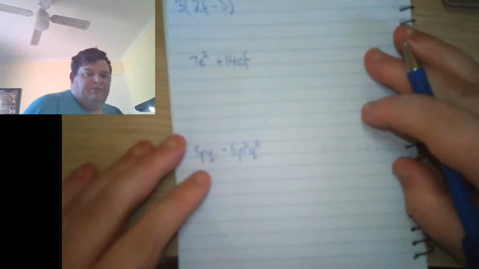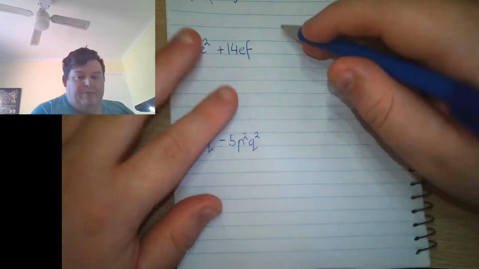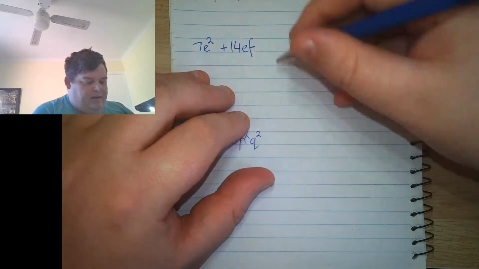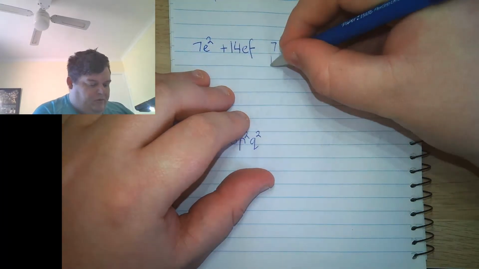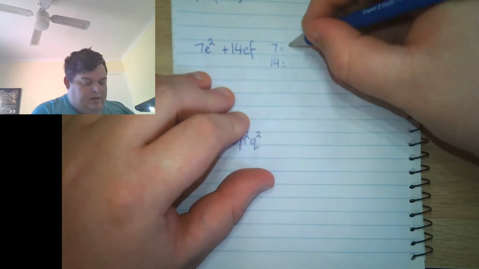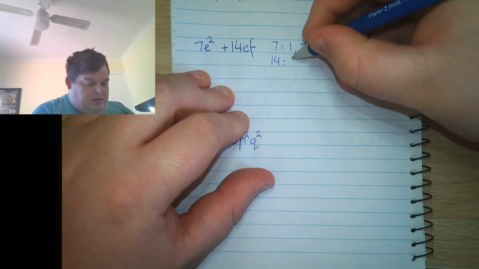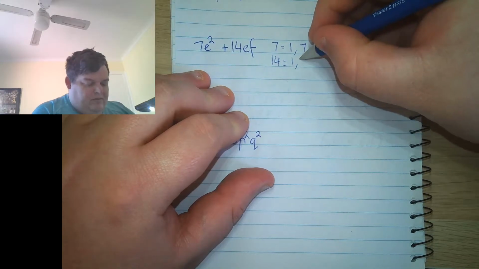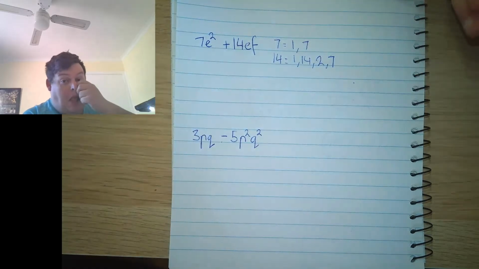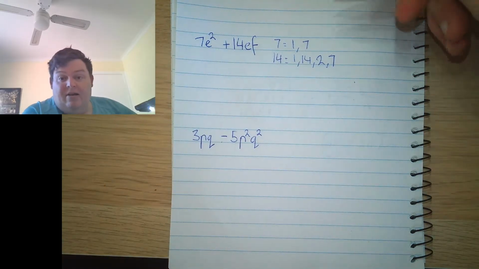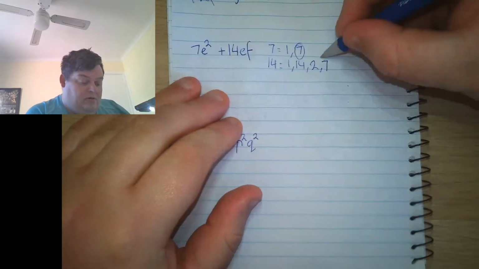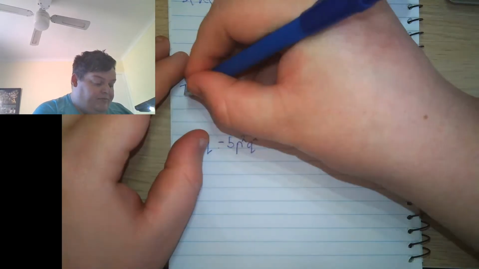So that's the simplest way to do that, but this is where it's going to get a bit more interesting. So let's do it the exact same way. We're looking at 7 and 14, right? And this is 1, 14, 2, and 7. So in this case, the highest common factor of both of these numbers is 7. So good, I can take a 7 out the front.